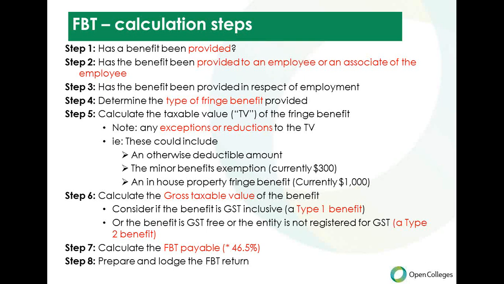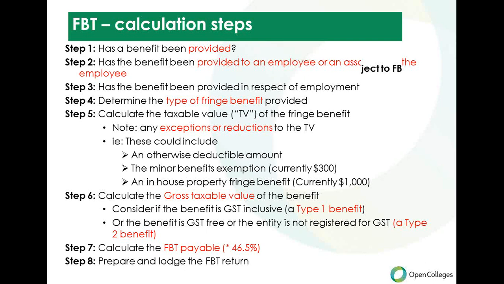You then take the GTV, the gross taxable value, multiply by 46.5%, work out your FBT payable, and then finally prepare and lodge the FBT return. There are 13 types of benefits, but for the purpose of today and the assessment, the main benefit required is a car benefit. For the second assessment, you do need to do a little bit of research on some of these other benefits. So I just thought I'd list them there for you.